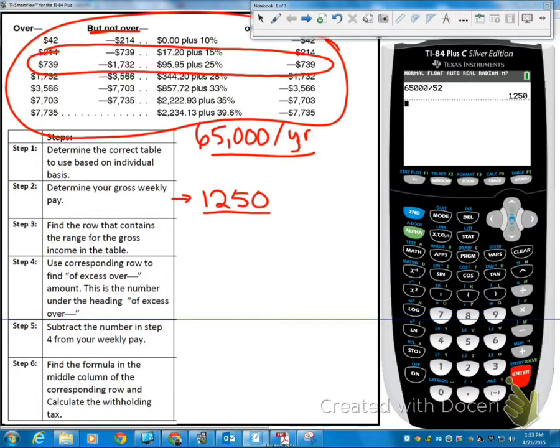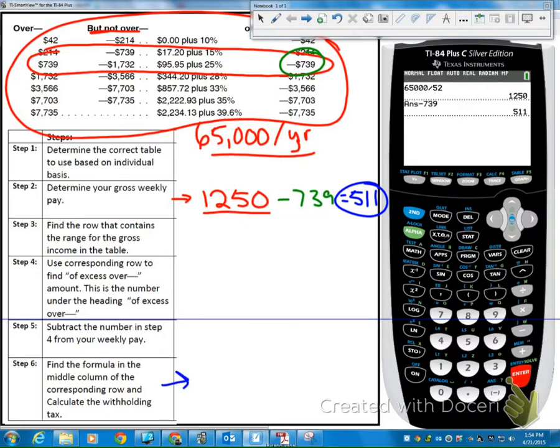So I need to come over now and I need to say, what is my excess? How much over that 739 am I? So I'm going to do $1,250 minus 739. I'm going to do that with the calculator over here. Minus 739. And I have $511 because that's what we're going to take our percentage out of.